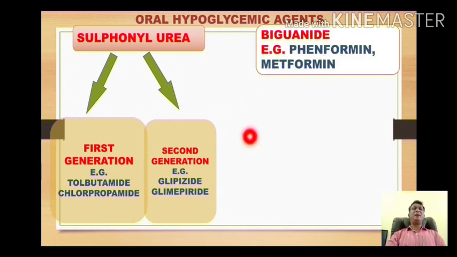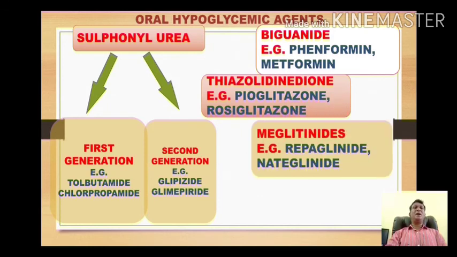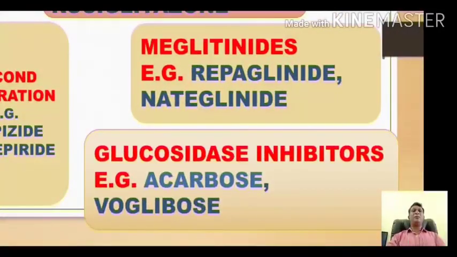The next major class of oral hypoglycemic agents is biguanides. From here, we have the classical examples phenformin and metformin. The next class is thiazolidinediones, with examples like pioglitazone and rosiglitazone. The next class is meglitinides, with examples repaglinide and nateglinide. The last class is alpha-glucosidase inhibitors, with examples acarbose and voglibose.